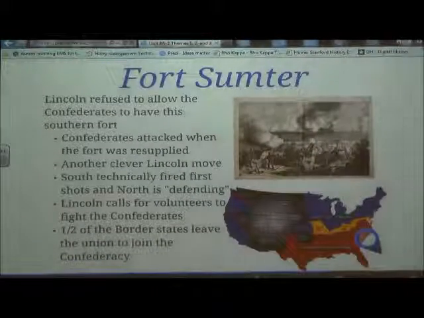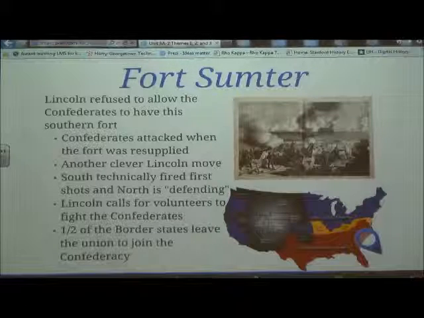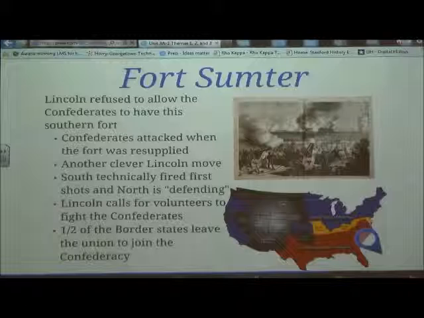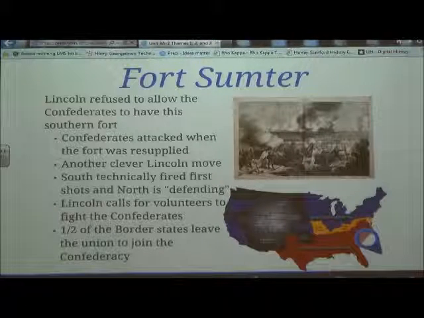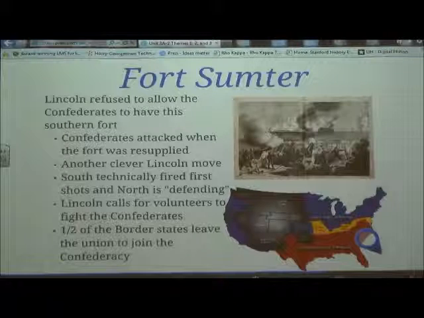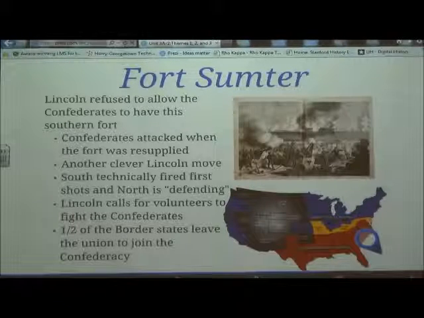Let's start at Fort Sumter. This is where Lincoln refused to allow the Confederates to have that southern fort. You can see the picture down here in the bottom right. This is where Fort Sumter is. It's down in Charleston, South Carolina. The Confederates attacked as the fort was being resupplied. Again, this is another clever Lincoln trick.